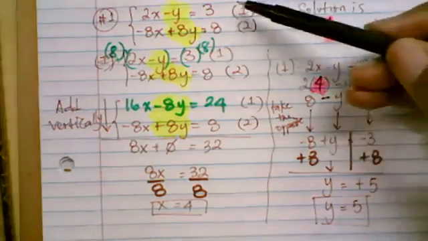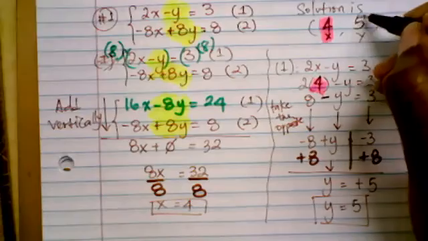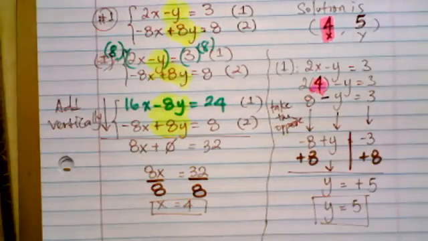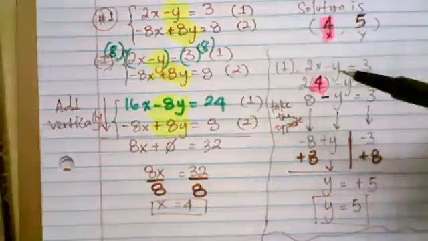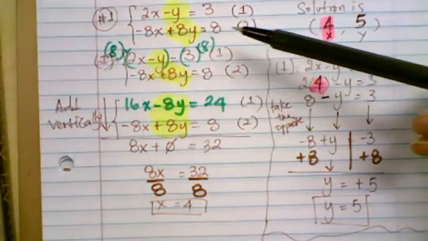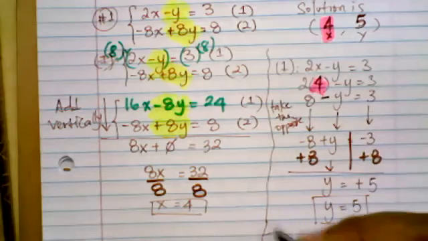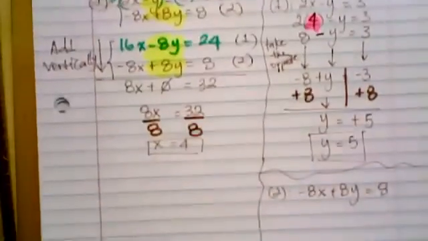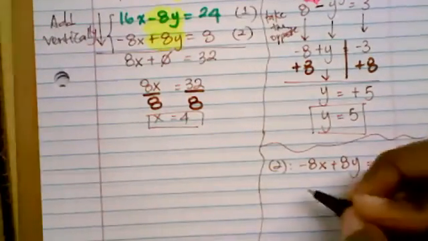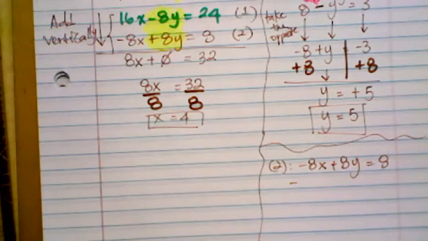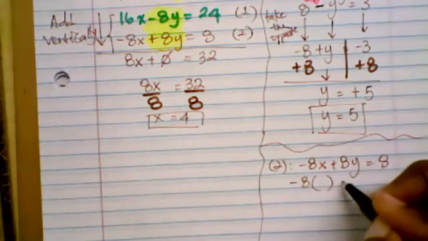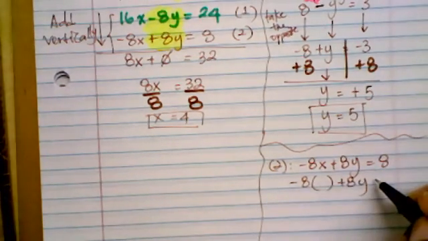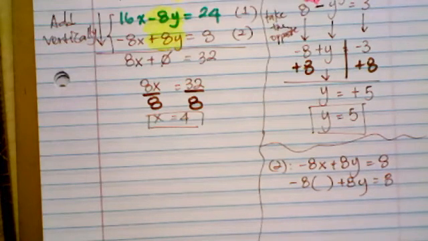So how do I get the y value? I used one of the equations. What I want to prove to you is that it doesn't matter which equation you use. You can use either equation 1 or 2. So if you want to use equation 2, you get negative 8x plus 8y equals 8. So what I'm going to do, the same principle again, I'm going to stop the video, and I would like you to try. I need you to plug in positive 4 for x and then solve for y.